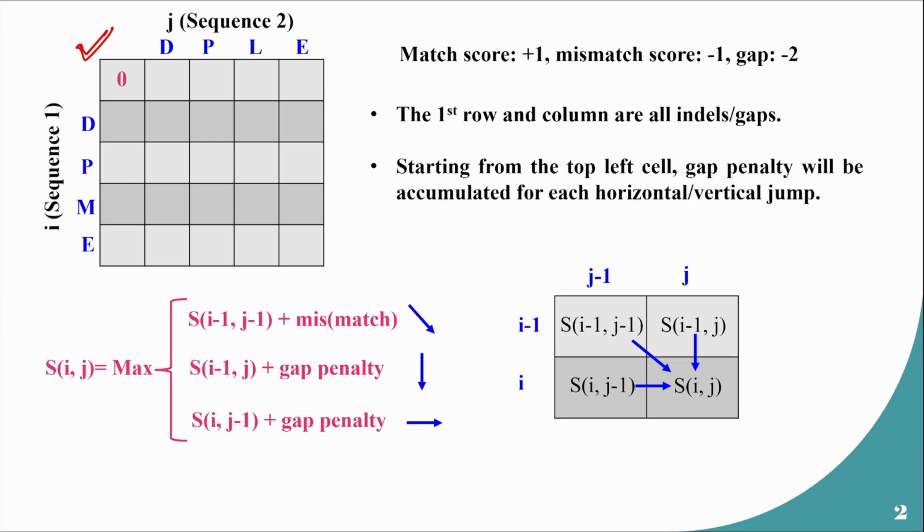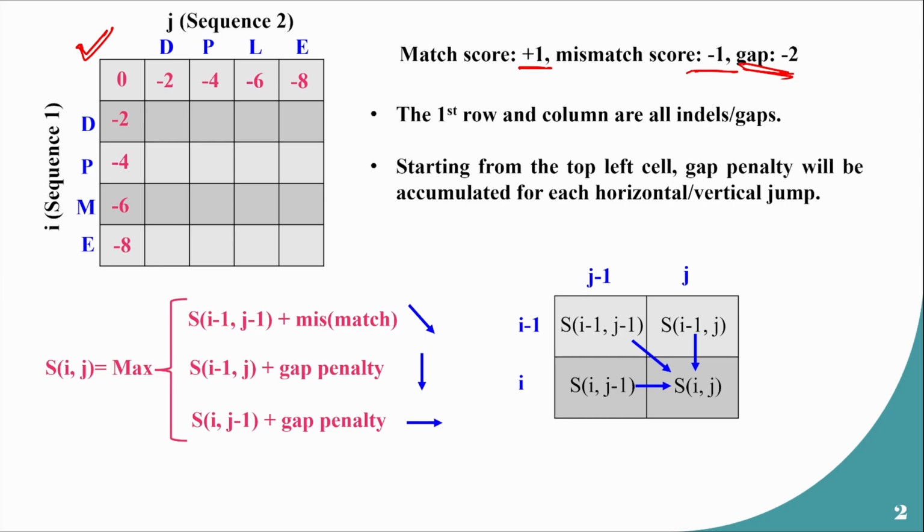Then for each horizontal and vertical jump, we just added -2 for the first row and the first column, which means accumulating gap penalties. As you see on the right hand side, the gap penalty is minus 2. In this case, the match score is +1, the mismatch score was -1, the gap was -2. So we just added -2, -4, -6, -8 on the first row and the first column after 0, because accumulating gap penalties is indicated by those horizontal and vertical jumps.